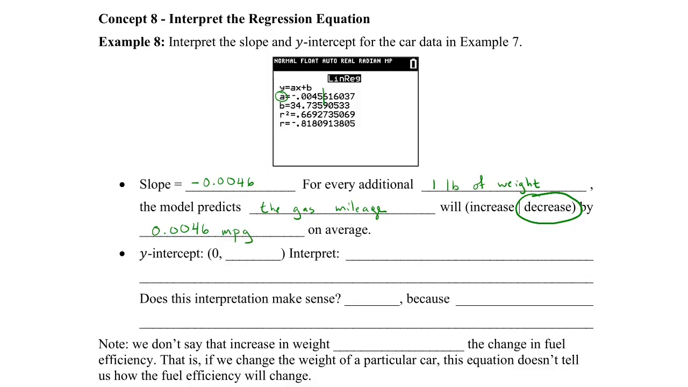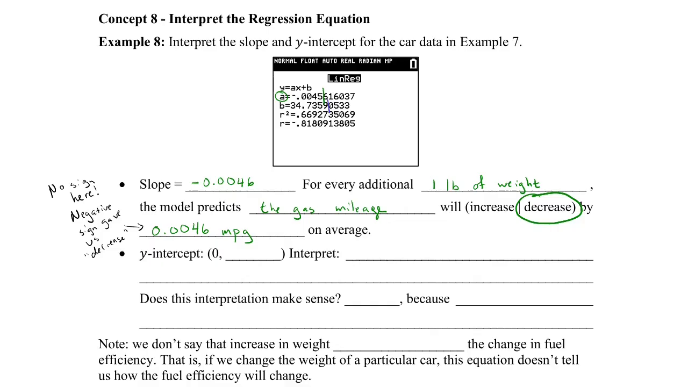And notice that we don't write in the negative sign because we have already said it decreases. So we don't have a negative sign when we're stating our interpretation. We said the word decrease, and that told us that the slope was negative. Okay, so that's the slope.